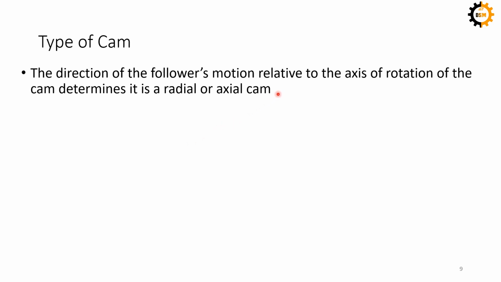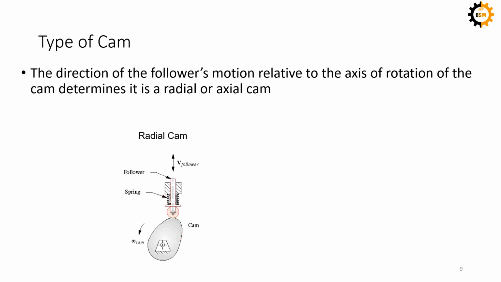Another classification is based on the direction of follower motion in relation with the axis of rotation of the cam. So there are two types based on this classification. Either the cam will be radial or it will be axial. If you see this example, if I try to depict it here, the follower will be moving in this direction. So this axis, the vertical one, is the motion of the follower, and the radial cam is radial because it has a circular motion. So this is the radius which is increasing or decreasing.